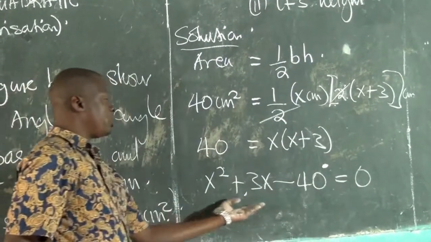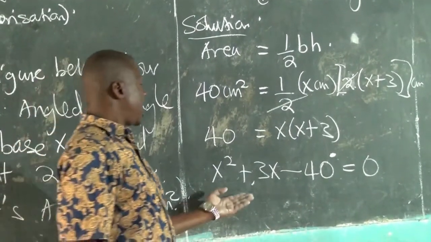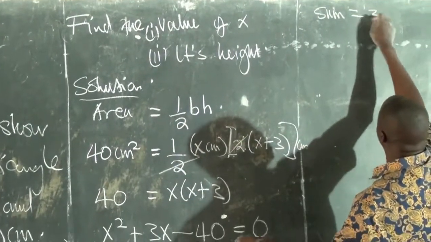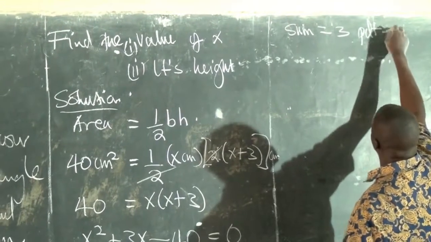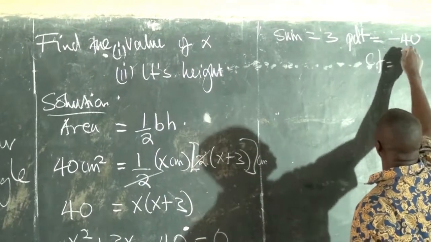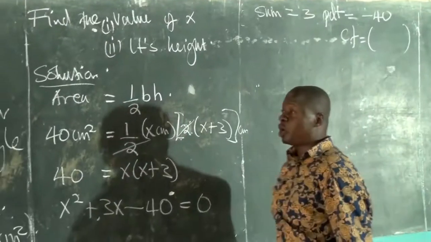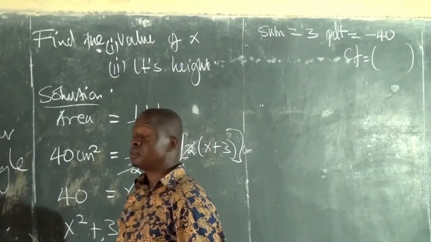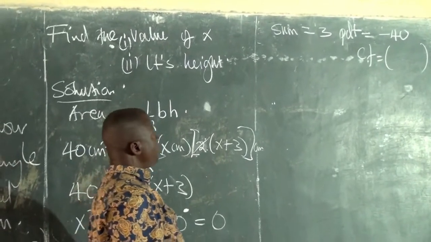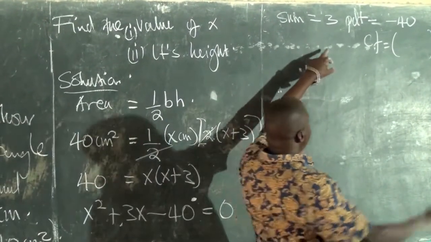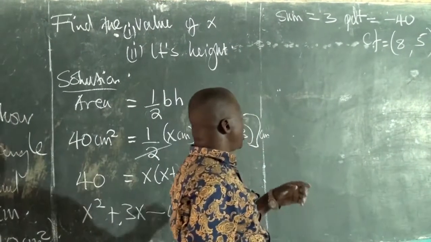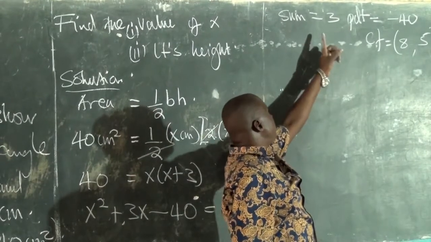This is what we call a quadratic equation. Our sum is 3. The product is negative 40. Check within the factors of 40. Within the factors of 40, you can see 10 and 4 cannot do it, but it is 8 and 5. 8 and 5, when you add, we don't have 3.